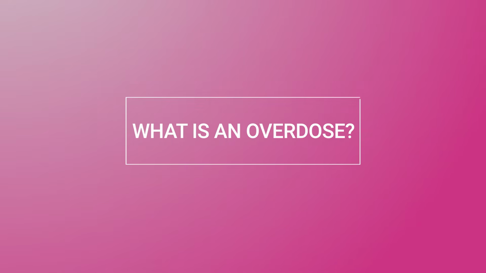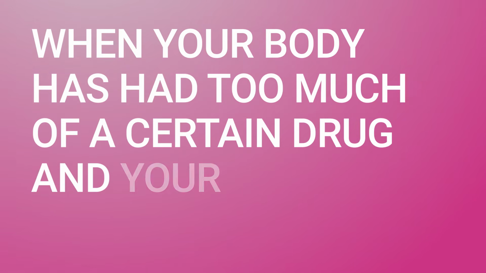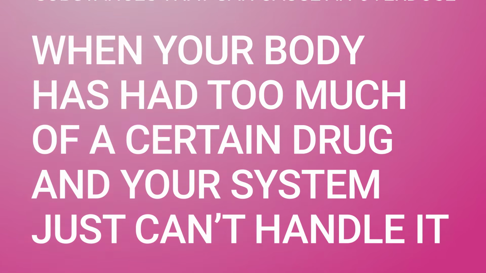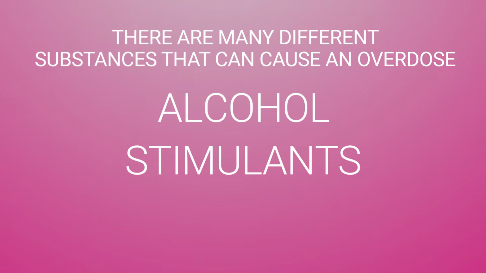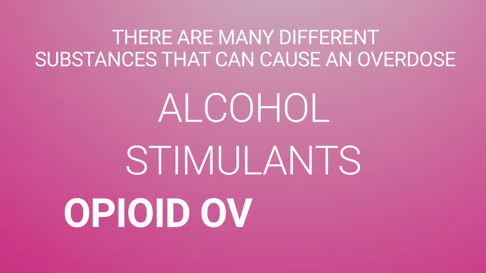So what does it mean to overdose? In its simplest terms, an overdose is when your body has had too much of a certain drug and your system just can't handle it. There are many different substances that can cause an overdose, drugs like alcohol or stimulants such as cocaine, crack, or meth, but today we're going to talk about opioid overdose.